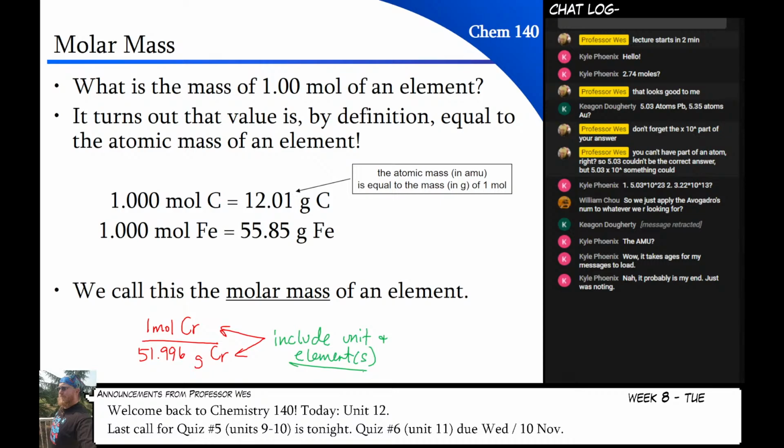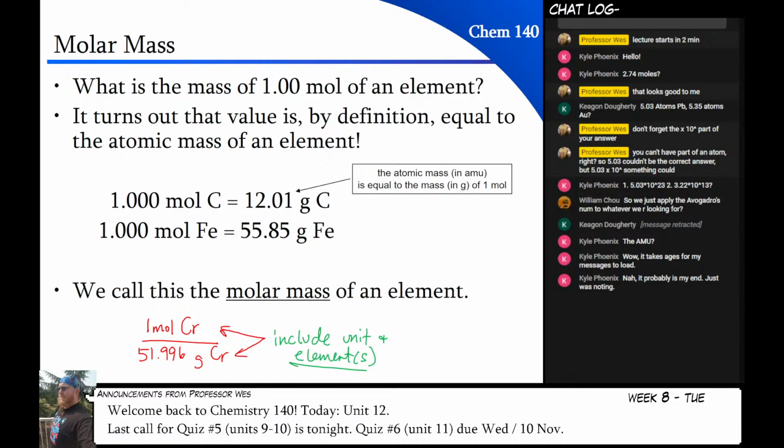Because there are not 51.996 grams in a mole of generic mystery element X. There are only 51.996 grams of chromium in 1 mole of chromium. So identifying what the elements are is very important for your bookkeeping. Because if you put the wrong number in there because you didn't write the symbol, the whole problem will fall apart, right? And we don't want that. We want to get the correct answer every time.